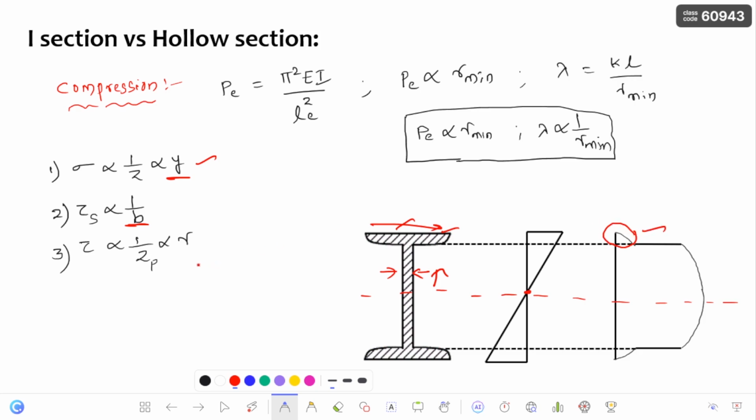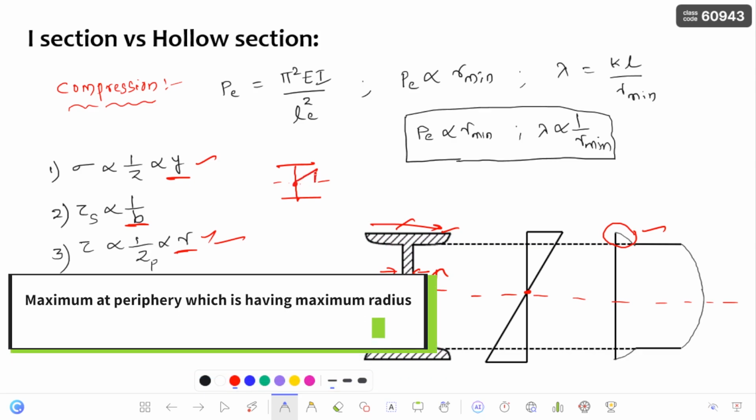Similarly, coming to the torsional shear stress, it is directly proportional to the radius. If you consider a cross section, for example the I section, and take the distance from the center of the I section to the periphery, the maximum torsional shear stress is going to be generated at the periphery. That means the torsional shear stress is going to be maximum at the end of the section and minimum inside the section.